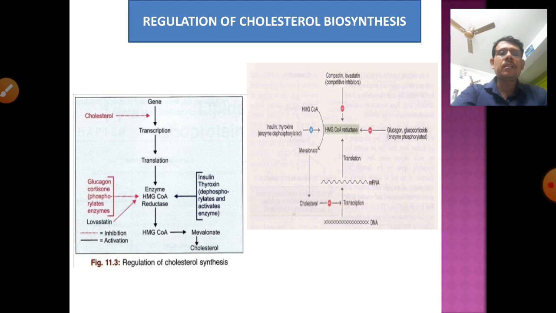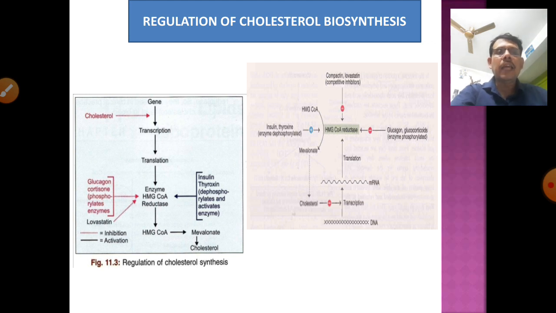But apart from this, HMG CoA reductase is also inhibited by many hormones. First of all, glucagon and corticosteroids reduce HMG CoA reductase, and some enzymes also cause inhibition. Some statin group of drugs like simvastatin and pravastatin are all drugs which inhibit HMG CoA reductase.